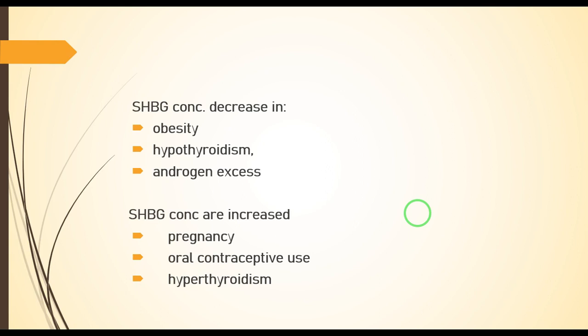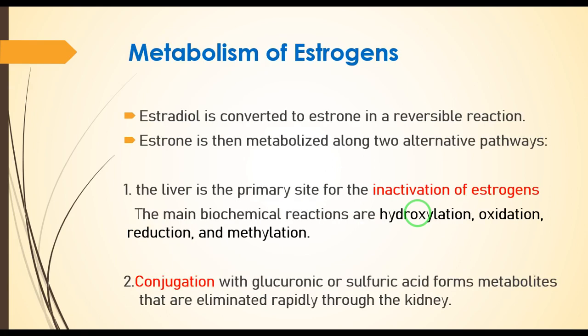The clinical significance of knowing these facts is that we must keep them in mind when we interpret the level of estrogen in obese or hypothyroid patients or androgen excess, or in case of pregnancy or oral contraceptive pills. These all may affect the overall concentration of the estrogen. So these are very important in the interpretation.